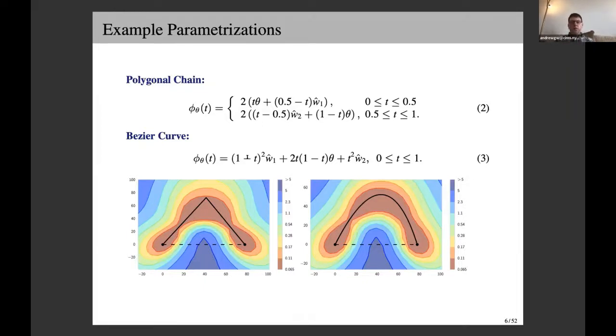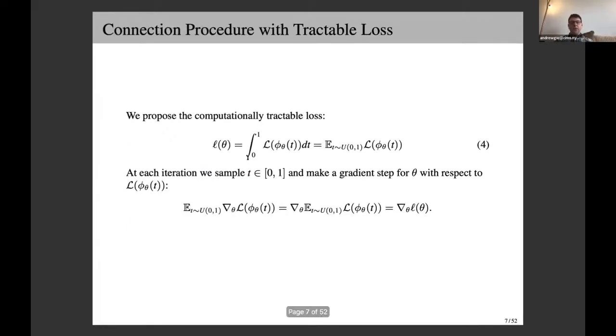And here we have a quadratic Bezier curve, which will take us again from W1 hat to W2 hat as we vary t from 0 to 1. So the way that we can discover these curves is to minimize our loss function uniformly in expectation over the curve. So what this ends up looking like is a line integral normalized by arc length. And if we're doing classification, our loss that we're integrating over could be, say, cross entropy.